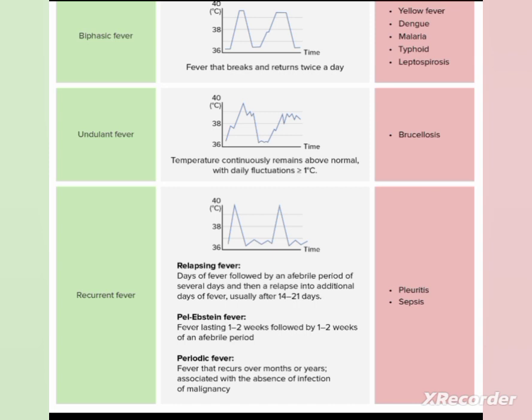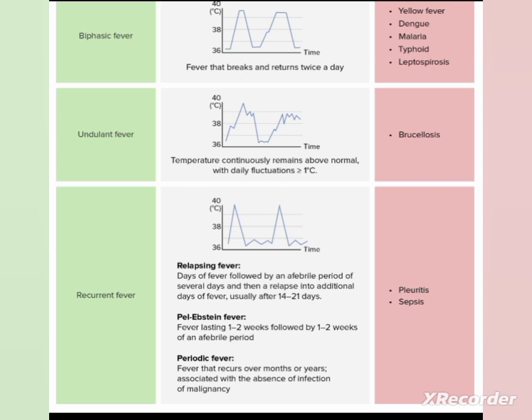Next one, undulant fever. In undulant fever, temperature continuously remains above normal with daily fluctuations greater than 1 degree Celsius. Same like remittent fever, in undulant fever the temperature continuously remains above normal with daily fluctuations in the morning and evening that is more than 1 degree Celsius. It's common in brucellosis.